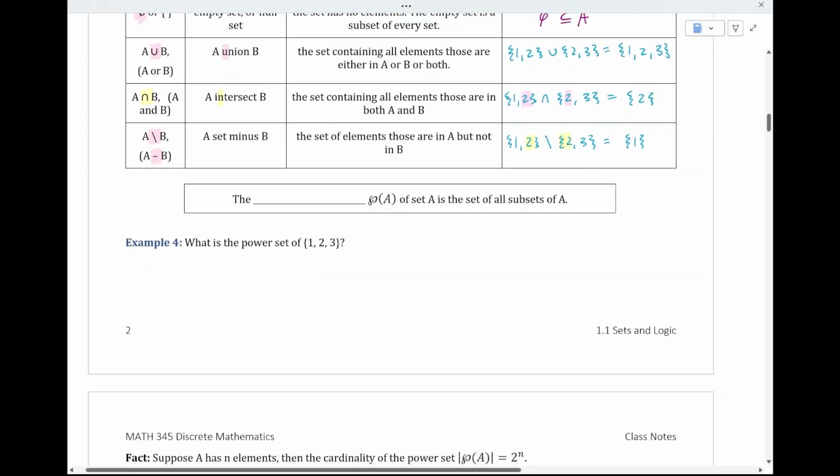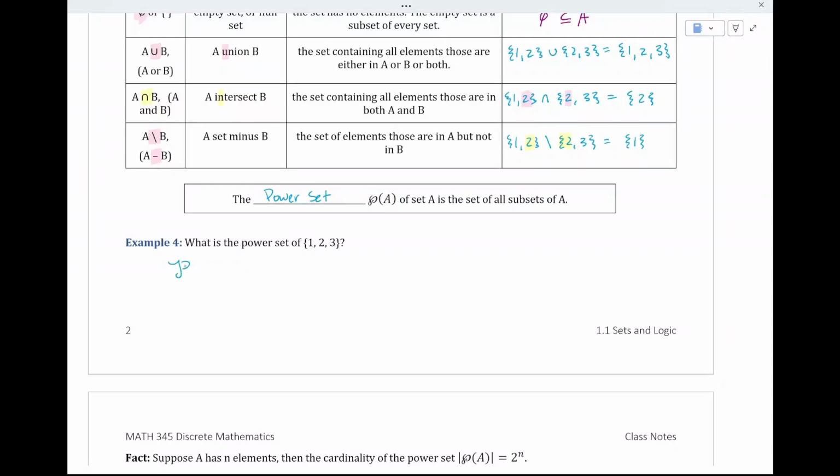Next up is the power set. The power set, and this is written with a cursive or curly P, which stands for power. The power set of A is the set that contains all of the subsets of A. So it's a set that contains all the subsets. So what is the power set of the set {1, 2, 3}?